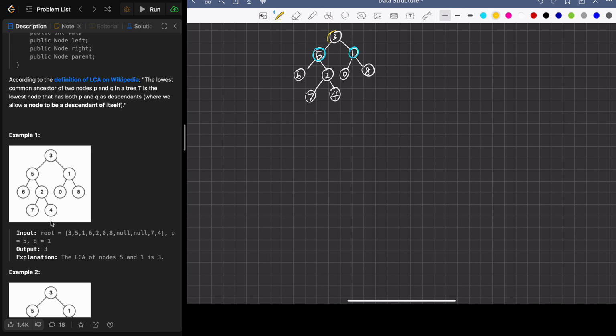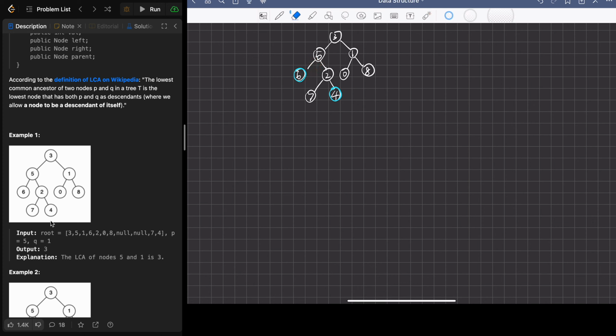is exactly 3. Or if we want to know the nodes 6 and 4, for example, the ancestors of 4 will be 2, 5, and 6 also has 5, so their lowest one will be 5.